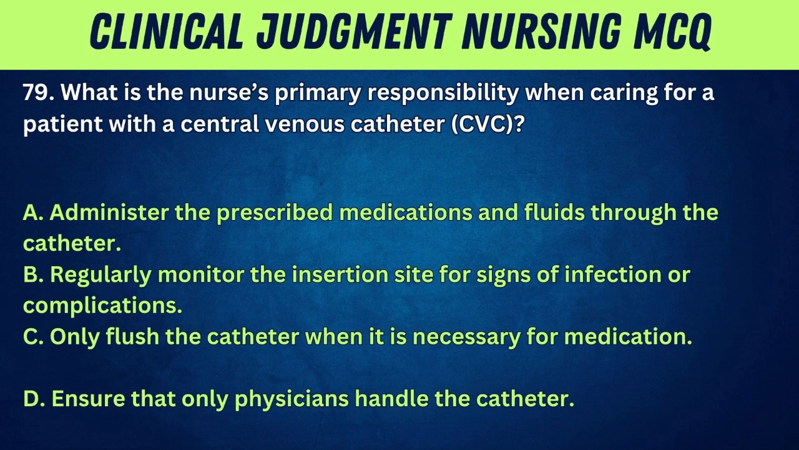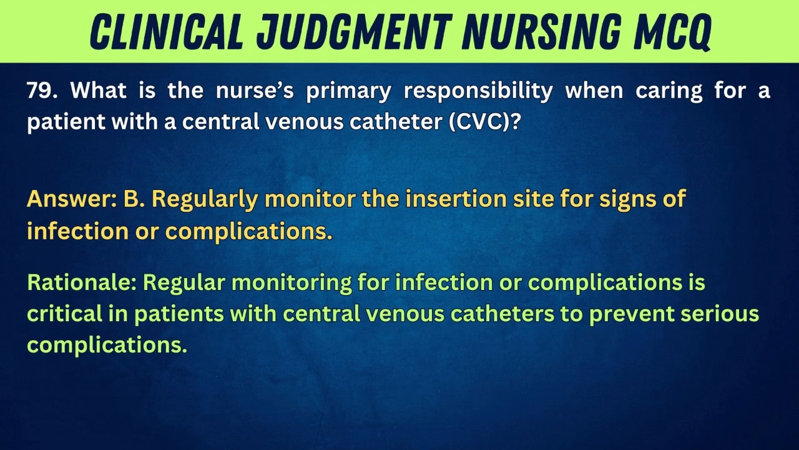79. What is the nurse's primary responsibility when caring for a patient with a central venous catheter, CVC? A. Administer the prescribed medications and fluids through the catheter. B. Regularly monitor the insertion site for signs of infection or complications. C. Only flush the catheter when it is necessary for medication. D. Ensure that only physicians handle the catheter. Answer. B. Regularly monitor the insertion site for signs of infection or complications. Rationale. Regular monitoring for infection or complications is critical in patients with central venous catheters to prevent serious complications.